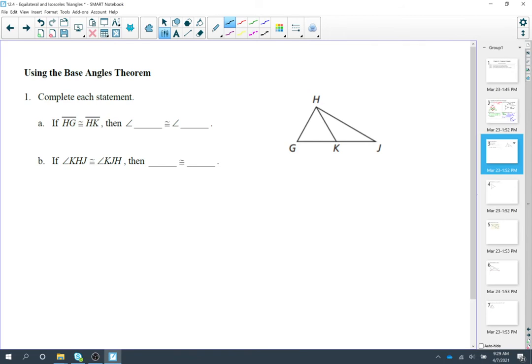Example 1, using the base angles theorem. So if we're using the base angles theorem, we're back to an isosceles triangle. It says complete each statement. If HG is congruent to HK, then angle blank is congruent to angle blank. Well, if these are my two sides that are congruent, then you always have to look kind of like down and opposite. So that's going to give me angle G and angle HKG. So angle G and angle HKG.